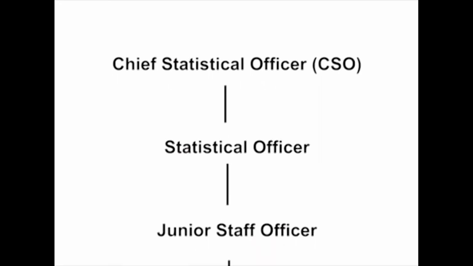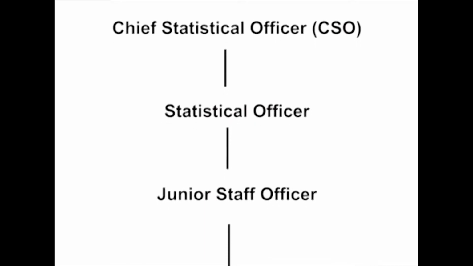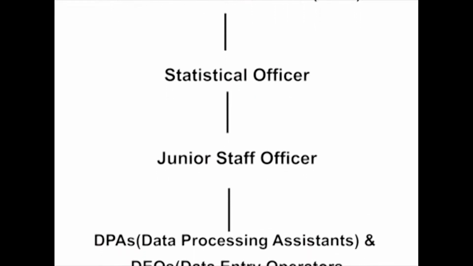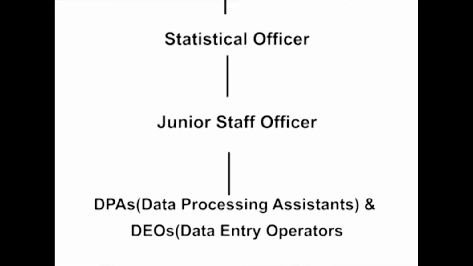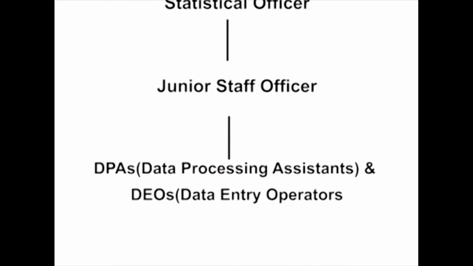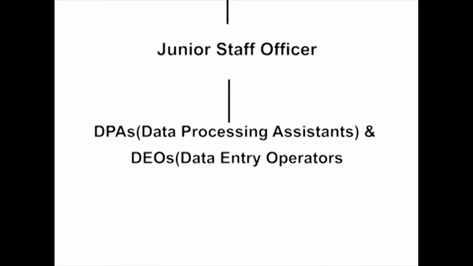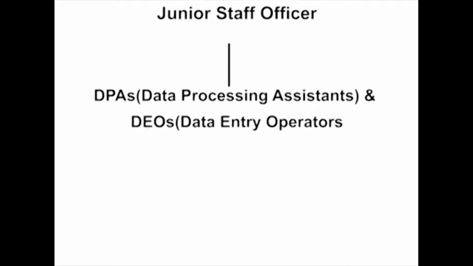The branch is headed by the Chief Statistical Officer (CSO), assisted by other officers as given in the undermentioned chart: Chief Statistical Officer (CSO), Statistical Officer, Junior Staff Officer, DPAs (Data Processing Assistants) and DEOs (Data Entry Operators).